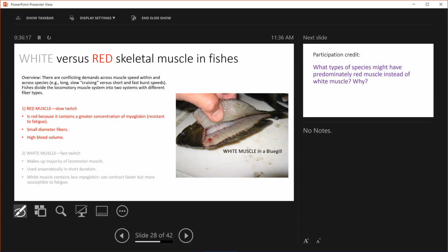So here's white muscle in a bluegill. And I'm sure if you think about it, we've talked a little bit about species that are going long distances that you could imagine are using more red muscle to maintain long-term movement.